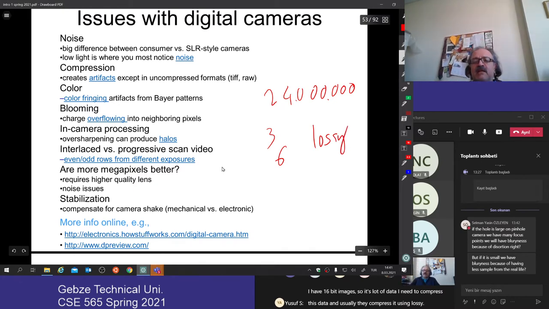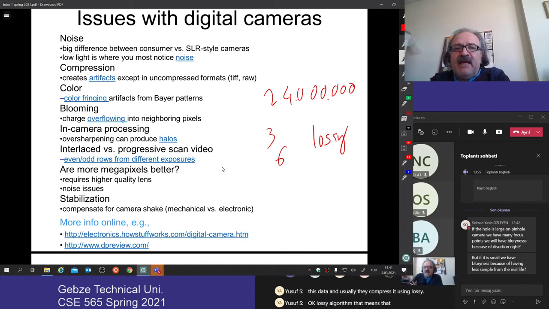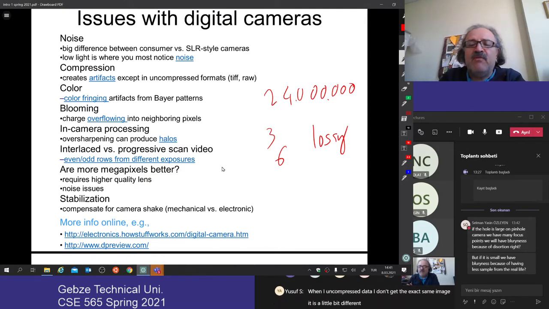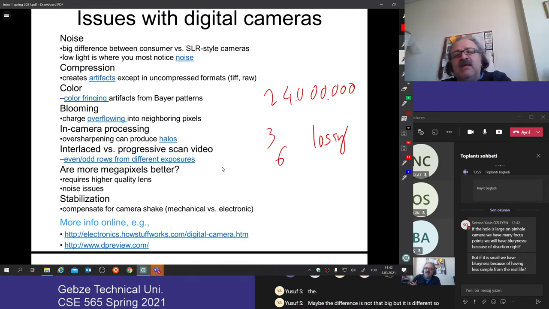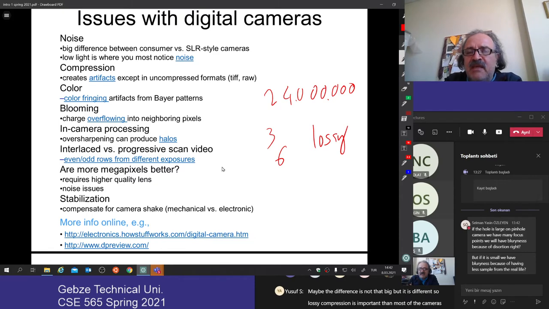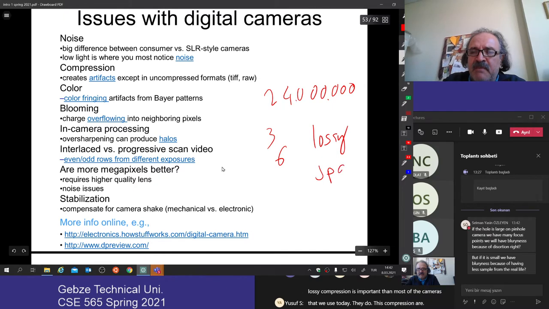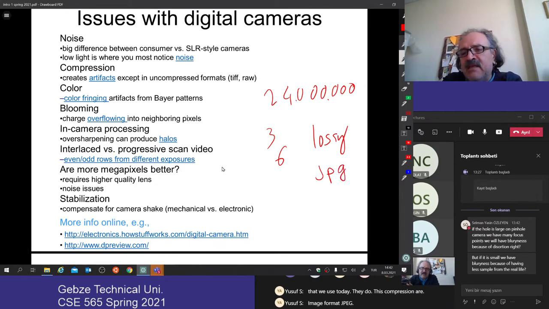Okay, lossy algorithms. That means that when I uncompress the data, I don't get the exact same image. It is a little bit different. For the human eye, maybe the difference is not that big, but it is different. So lossy compression is important, and most of the cameras that we use today do this compression. Our image format JPEG is a lossy compression format.